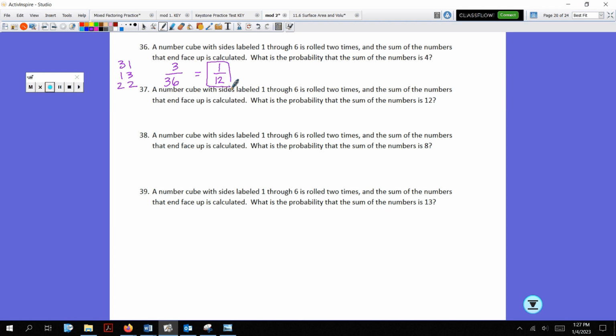Okay, number 7. A number cube labeled 1 through 6 is rolled twice, and the sum of the numbers is calculated. What is the probability the sum of the numbers is 12? Well, there's only one way you can get a sum of 12, if I roll a 6 and a 6. I can't switch the order. It's not going to change. You know what I mean? So that's only one choice out of 36.